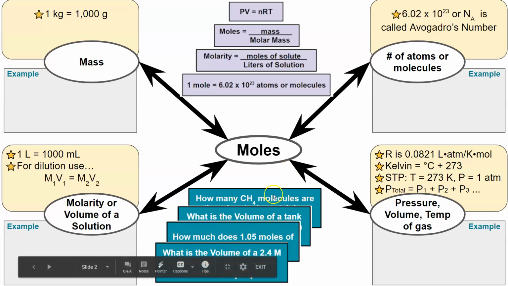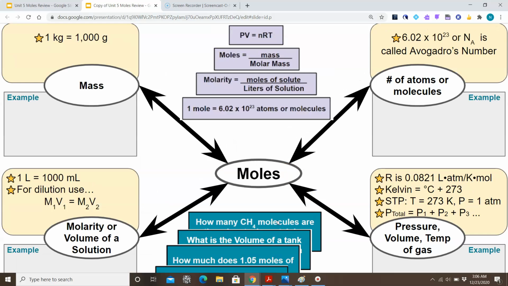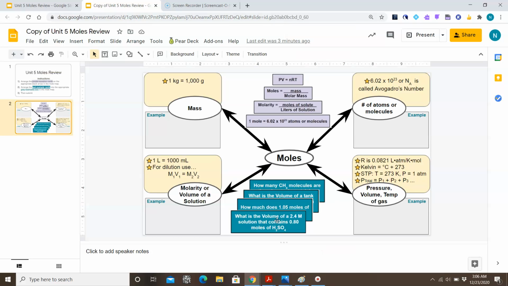Then for the examples, which are in these teal boxes, you would read the example problem, and again, you would figure out, well, for this problem, what type of mole conversion am I using? Am I going from moles to mass? Or mass to moles? If you think you're doing this type of conversion, you would move the teal box there. I just want to show you quickly what this looks like.